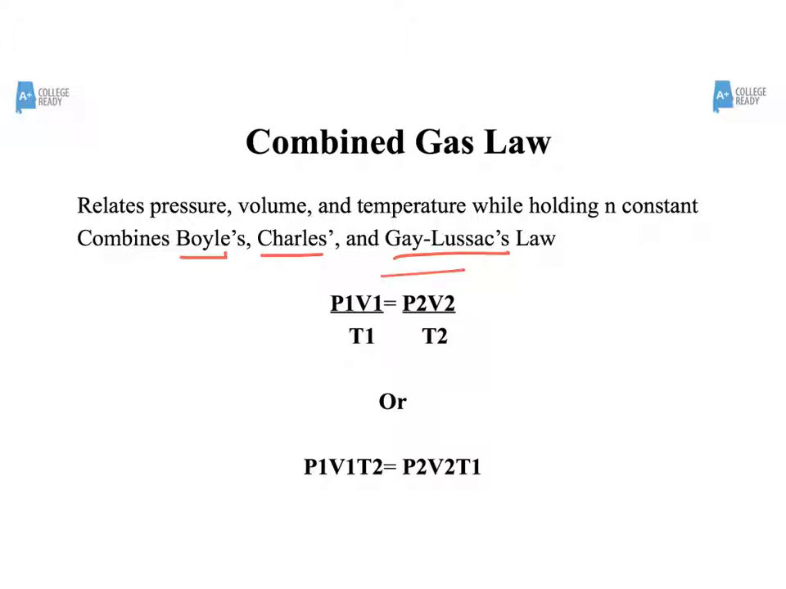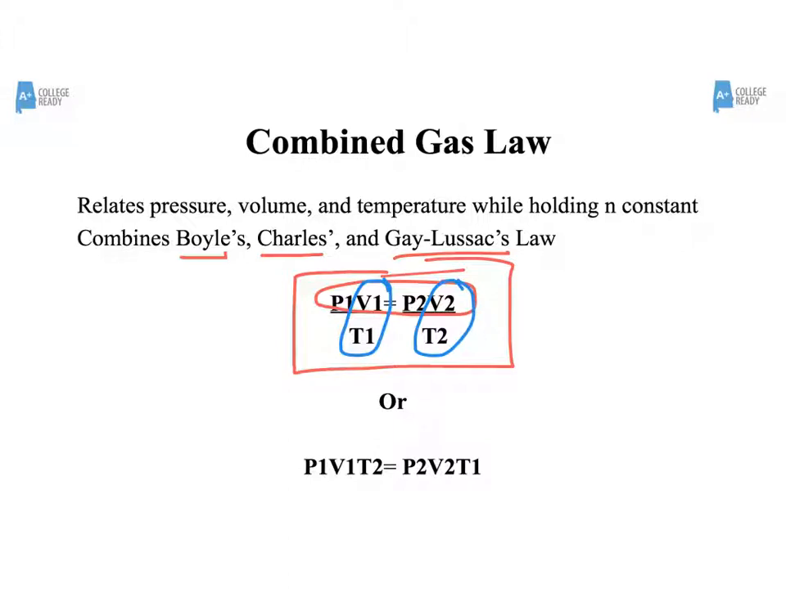So we have our combined gas law, which is P1 times V1. Oh, look, that looks like Boyle's right there. And then if you look again, divided by T1, V1 over T1, well, look what that is. All right, there's Charles, okay? And then if you look at the last relationship, you'll find there is Gay-Lussac's.